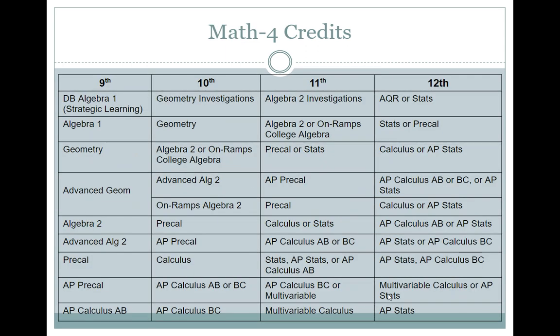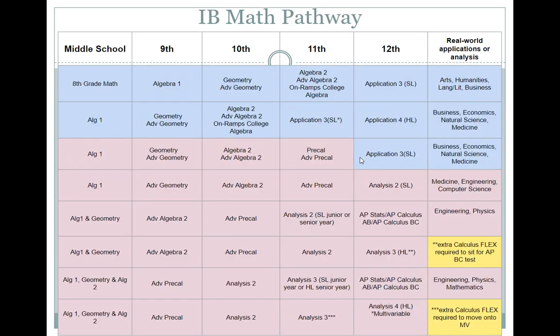Okay, math. This is probably the most tricky one because there's just multiple options. You would find the class you're in. So again, if you're in 10th grade, Geometry Investigations, 11th grade, you would probably go into Algebra 2 Investigations. If you're in the IB, this is going to be your math pathway. So for example, if you're in advanced pre-cal as a sophomore, you're going to get to choose analysis 2 next year.